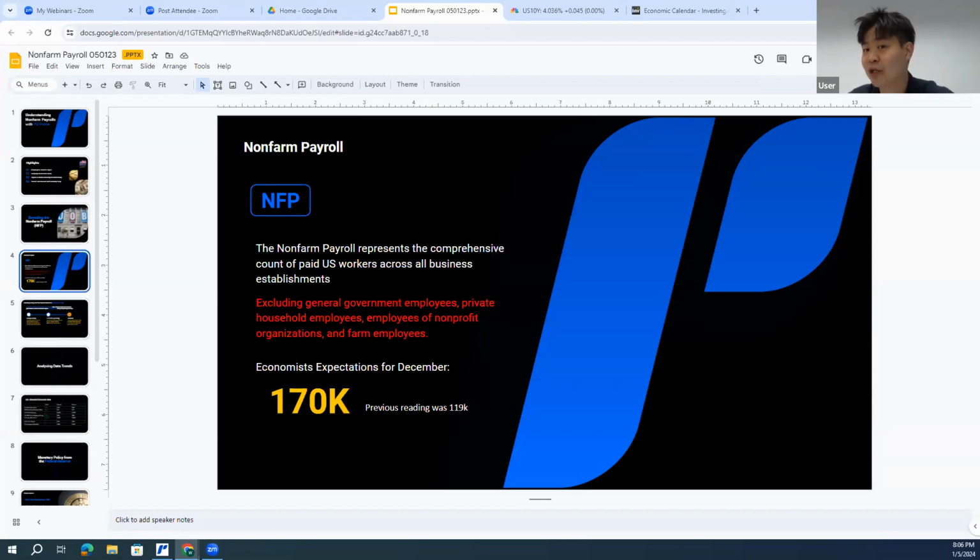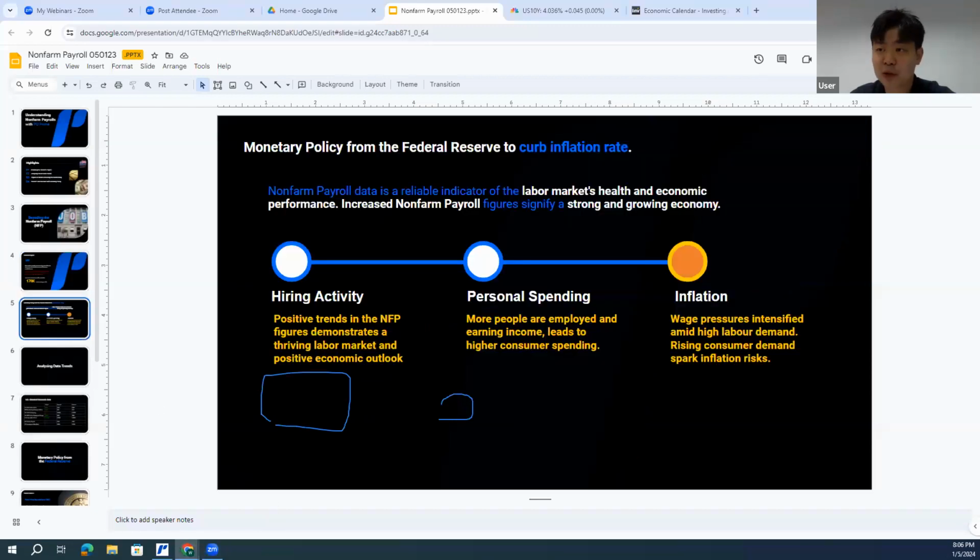Okay, so just a brief understanding: currently economists are expecting the NFP to give a positive reading, showing an improvement from 119K to 170K. So later we will also be checking whether the economists' forecasts are correct or not, and how we can analyze the markets. Okay, so this is a brief understanding.